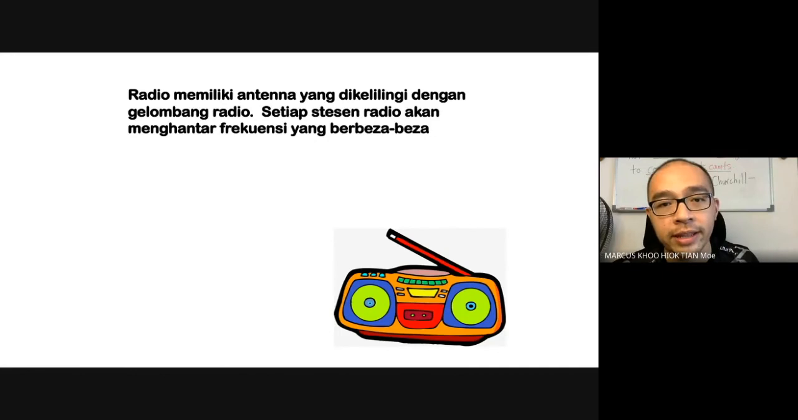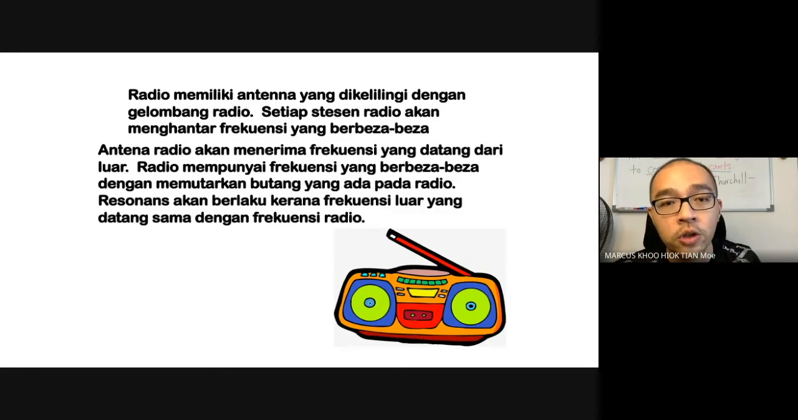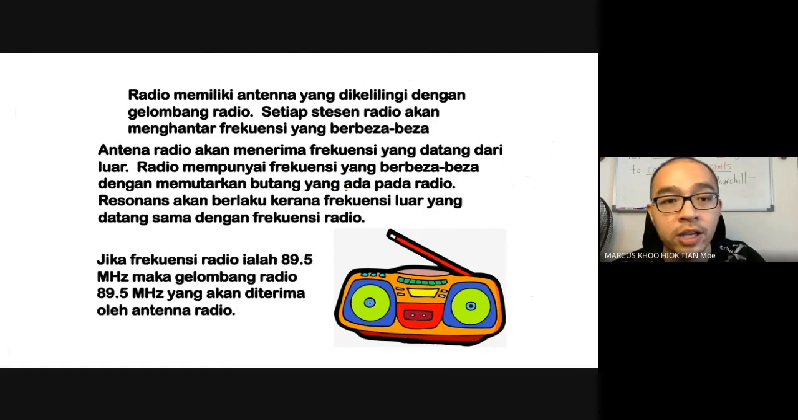Okay, last one, radio. Radios have antennas that are always surrounded by radio waves. Every radio station has a different frequency. So when you adjust the radio, and the radio happens to be vibrating at the same natural frequency as one of the radio waves, that's why you can hear the radio stations playing on your radio.